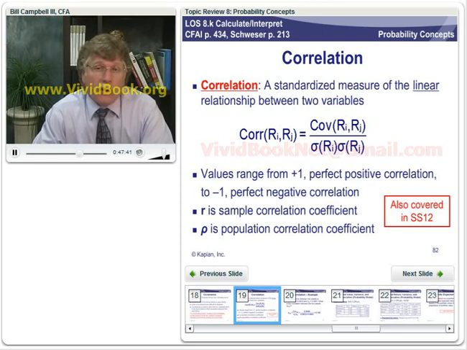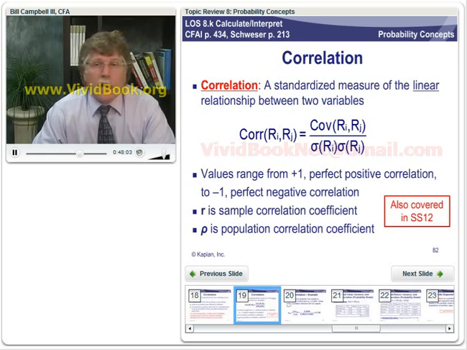So the correlation of two random variables, Ri and Rj, is the covariance of Ri and Rj divided by the standard deviation of Ri divided by the standard deviation of Rj. This is a standardized measure of the linear relationship between these two variables.